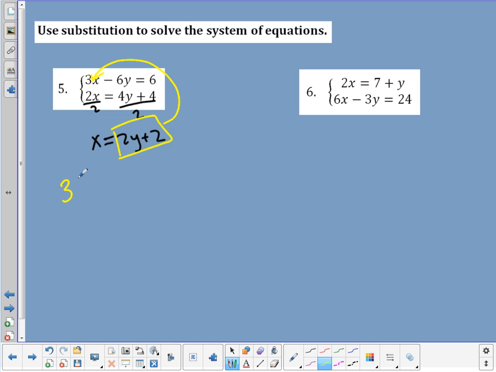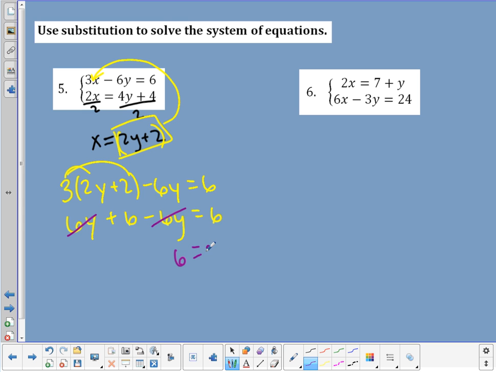So I have 3 times, put this whole thing in parentheses so you remember to distribute, (2y plus 2) minus the 6y is equal to 6. I got rid of that x, put the phrase that it's equal to in its spot. Now I solve for y. Distribute, that's 6y plus 6 minus 6y is equal to 6. A lot of 6's going on there. What happens here is 6y minus 6y goes away, and I'm left with 6 equals 6.